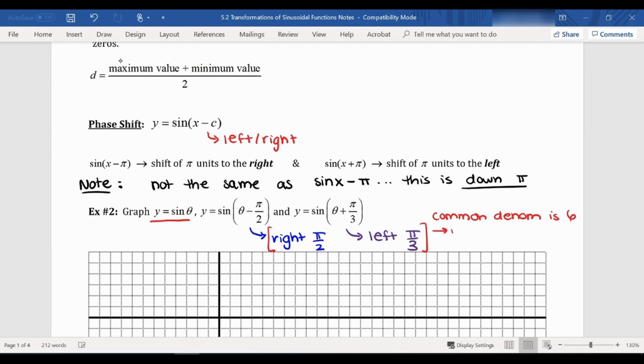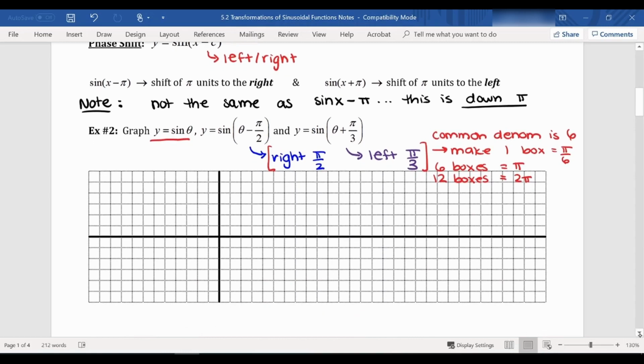So what that means is I'm going to make one box be pi over 6, which means 6 boxes is going to be pi. The reason this is going to work for us is these do not have any change in period. All we're doing is moving left and right. So if 6 boxes is pi, this means that 12 boxes is 2 pi, which is a whole period, and 12 can be divided by 4. So remember, when we're drawing this in, whatever our period is, we want the number of boxes to be divisible by 4 to make it easy to graph. So this is going to work for us if we stick with pi over 6.